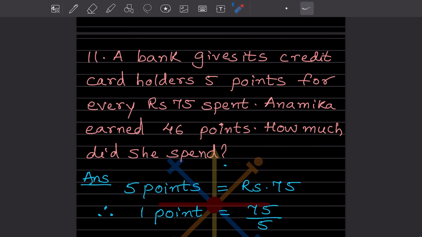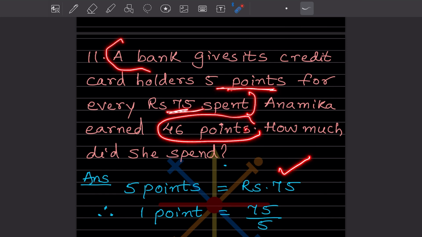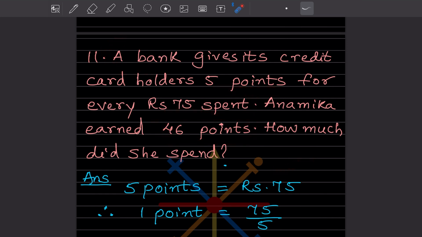So in the next question, it says that a bank gives its credit card holders 5 points for every 75 rupees spent. So Anamika earned 46 points, and how much did he spend? Now look at the first sentence. What does this say? 5 points are there for 75 rupees. So first thing, we cannot do directly, we are not going to see the 46 points. So we'll see for 1 point.